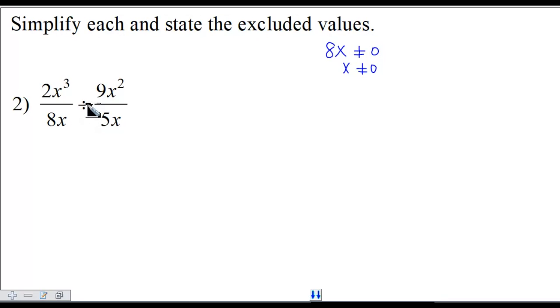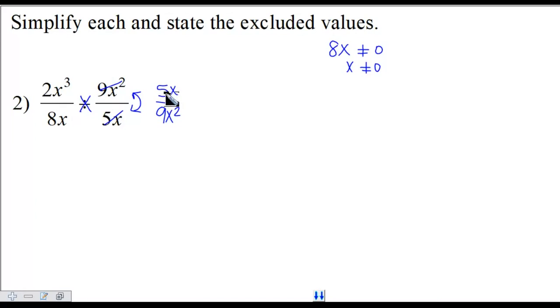Now it's time to change this to a multiplication problem by using the reciprocal of the second fraction. Once you write your reciprocal, double check this new denominator number. Does it add an additional excluded value? 9x squared is going to also give me an excluded value of 0. So again, there's no need to write anything that is repetitious. It's time to cancel.